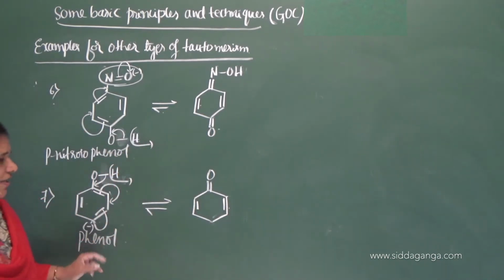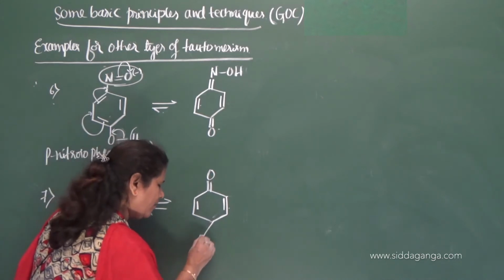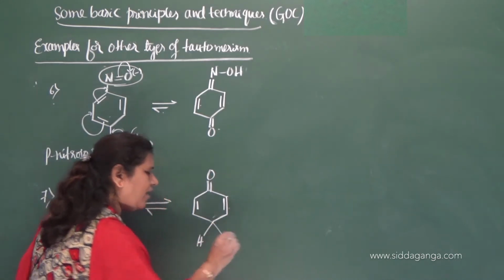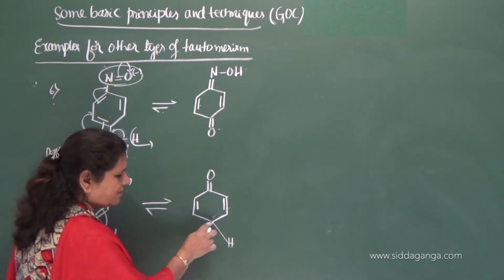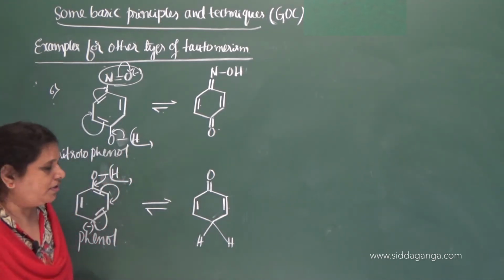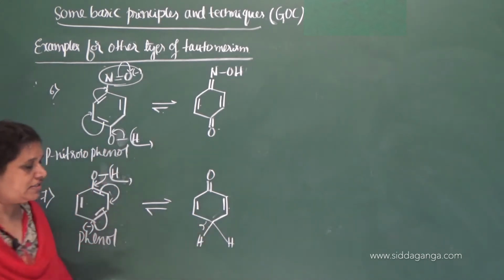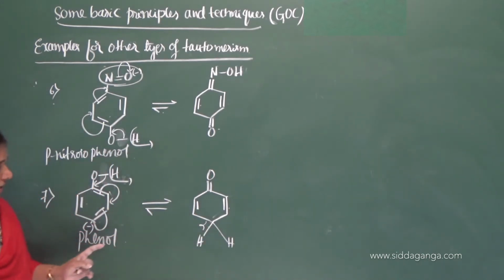This becomes CH2, and here we have 2 alpha hydrogen. So definitely it is alpha hydrogen because it is bonded to double bonded carbon. So this is alpha hydrogen. This is keto form and it is enol form.